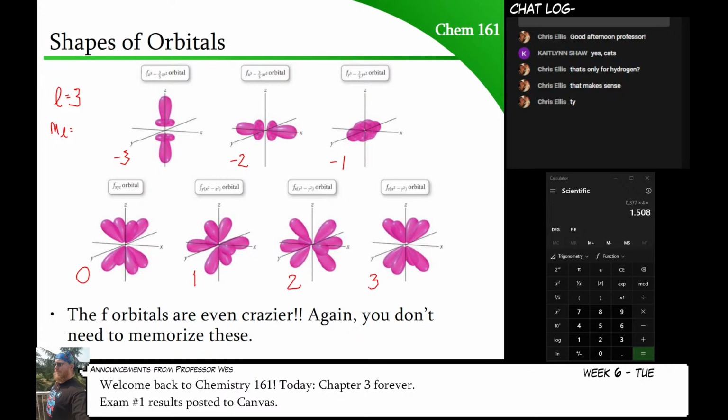So the takeaway is going to be that for each value of m sub L, we have a specific orientation of our orbital. The numbers for m sub L are arbitrary and do not matter. And the end result is that m sub L is basically a predictor of how many different orbitals you have. So how many places you can put electrons.